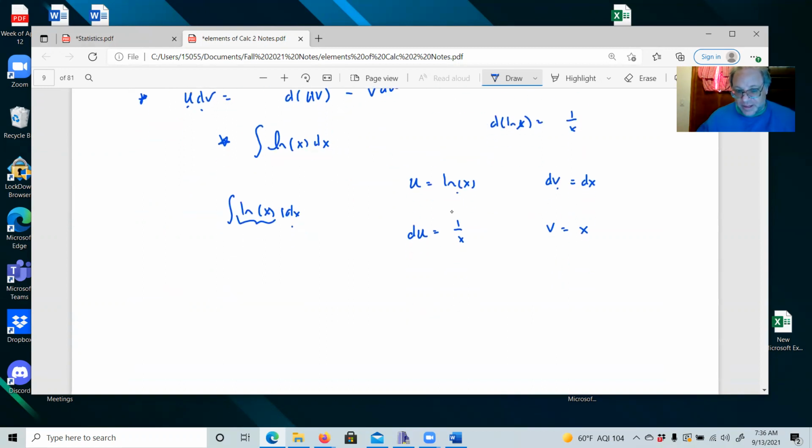So you can see we have a little box here. And what we're going to do is, here's my uv. So this is x ln x minus, okay? So let me go ahead, this was uv minus the integral of v du. So minus the integral of v du.